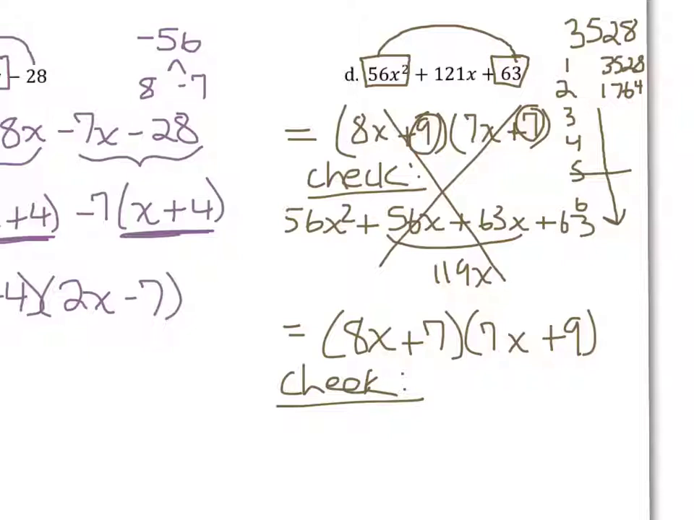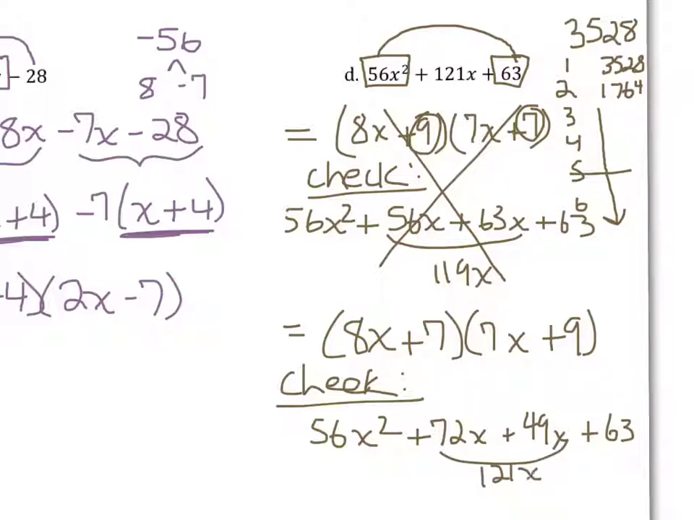8x times 7x is 56x squared. 8x times 9 is 72x. 7 times 7x is 49x. And 7 times 9 is 63. All right, if I add those middle terms, the 72 plus the 49, I actually do get 121x. So this is, in fact, my solution.